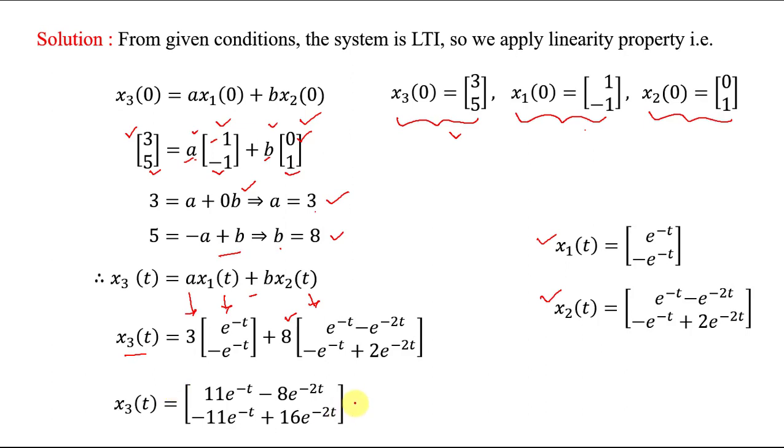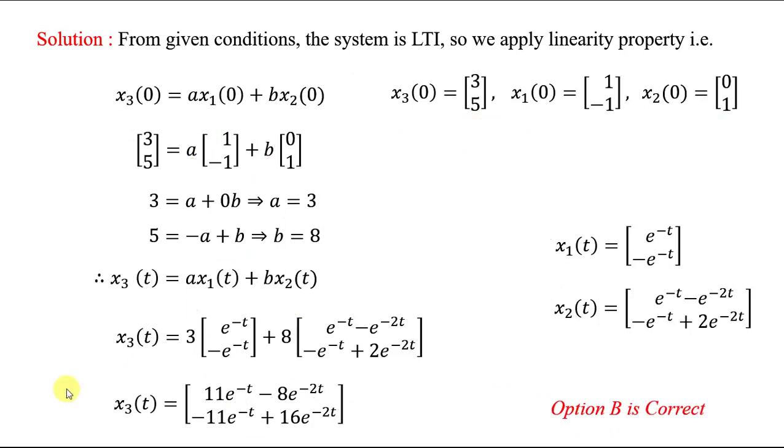If you see here, if t equals 0, the coefficient of e^(-t) equals 1. It means 11 minus 8, which equals 3, and minus 11 plus 16, which equals 5, which equals x3(0) as given in the problem. So this is the answer. So option B is the correct answer.